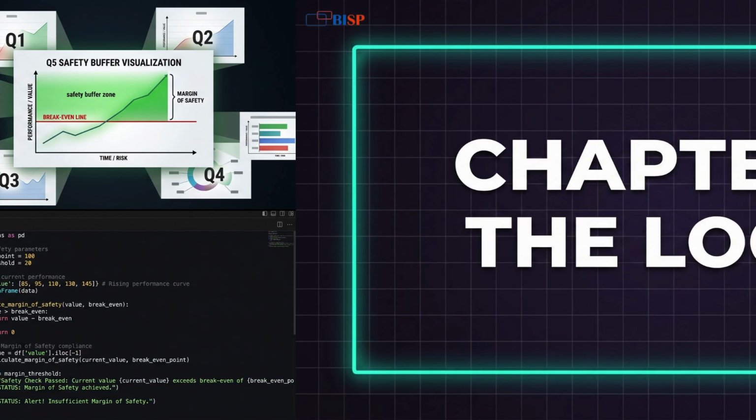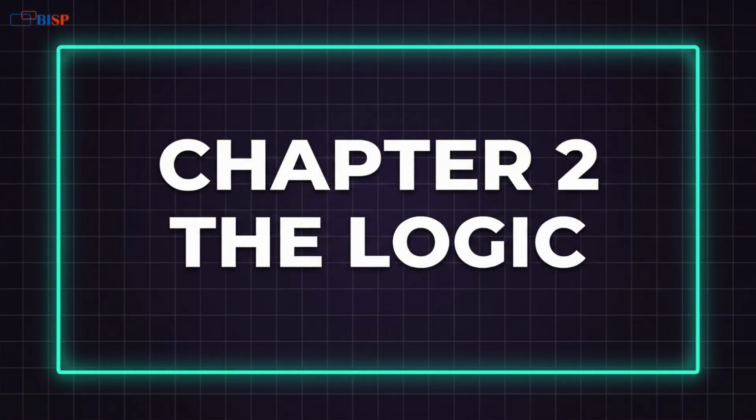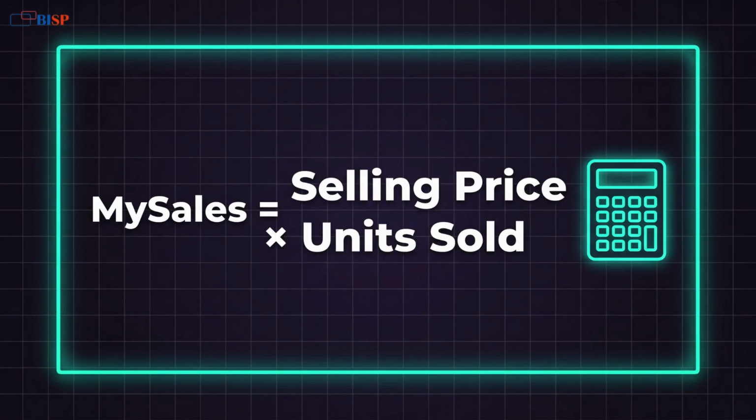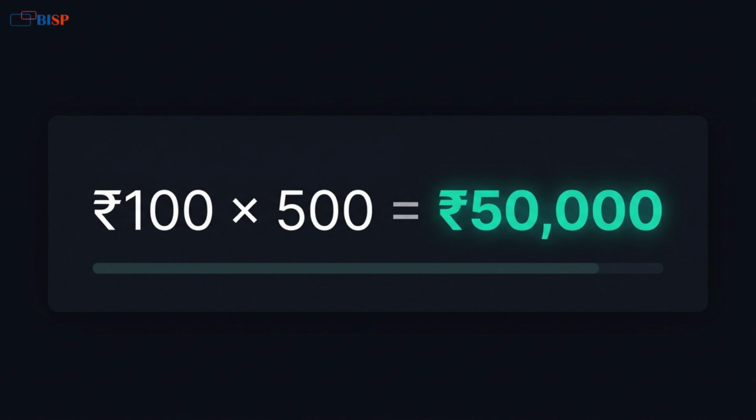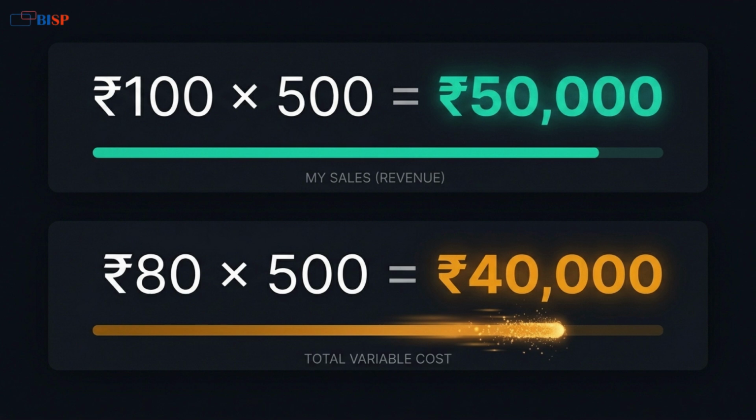Let's build the logic. Before we touch the code, let's understand what each of these metrics actually means. First, my sales. This is simply selling price per unit multiplied by units sold. At 500 units, that's 100 rupees times 500. My sales equals 50,000 rupees. Next, variable cost. Variable cost per unit multiplied by units sold. At 500 units, 80 rupees times 500, variable cost is 40,000 rupees.